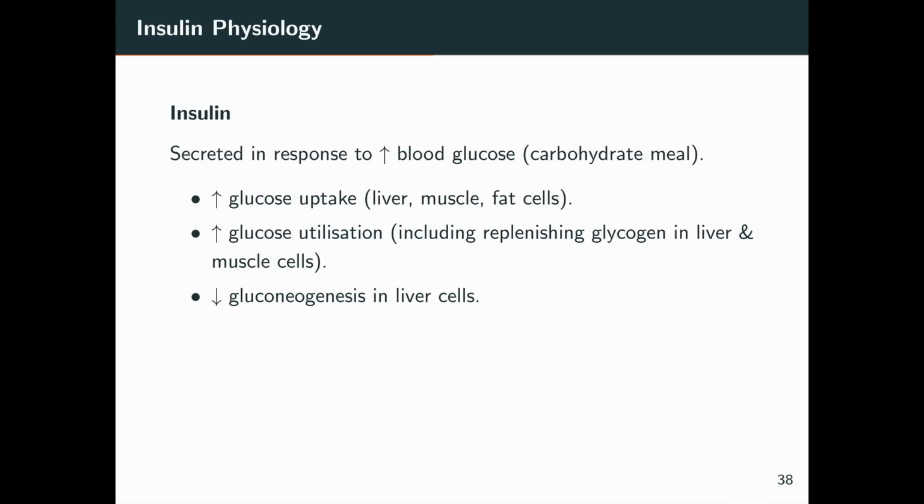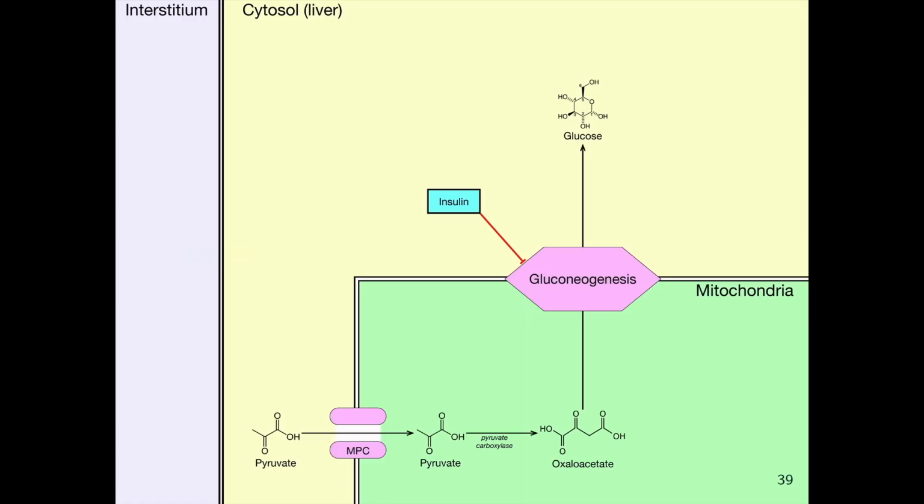Insulin also downregulates gluconeogenesis in liver cells. So gluconeogenesis is the liver producing glucose from non-carbohydrate sources like protein and fat. So this is using pyruvate, which in the previous slide was the end product of glycolysis. So we're inhibiting gluconeogenesis in the context of a fed state. There's no reason for the liver to be providing additional glucose to the body.